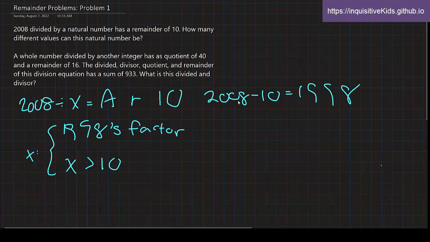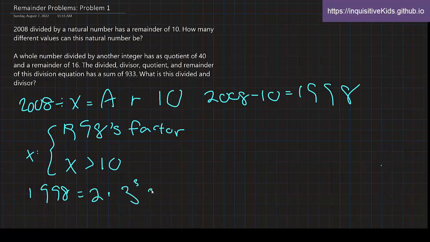Alright, so let's first find how many total different factors 1998 has. So we first start with prime factorizing it. 1998 is equal to 2 times 3 raised to the third power times 37. So this is all of its prime factors. So how many different factors does it have?